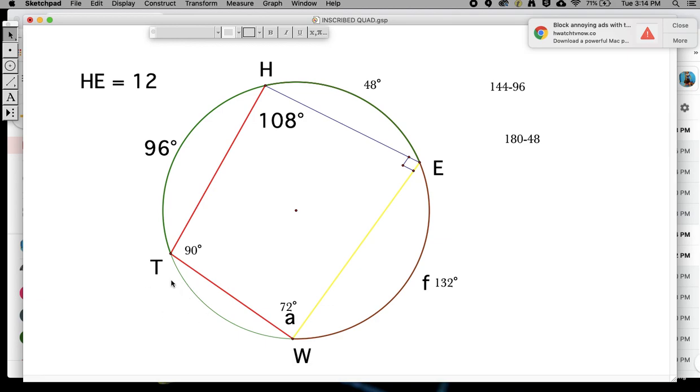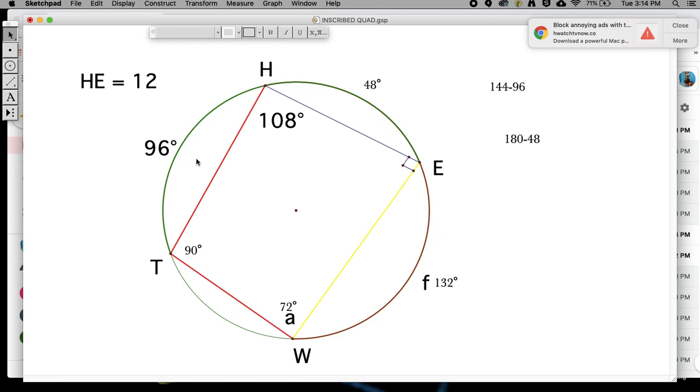Now, I still want to find the measure of arc TW, even though I didn't ask you to find it. By the way, I don't know why I found that. Oh, I do know why. We're going to answer some questions that I didn't put on here because it's fun. I want to find the measure of arc TW.